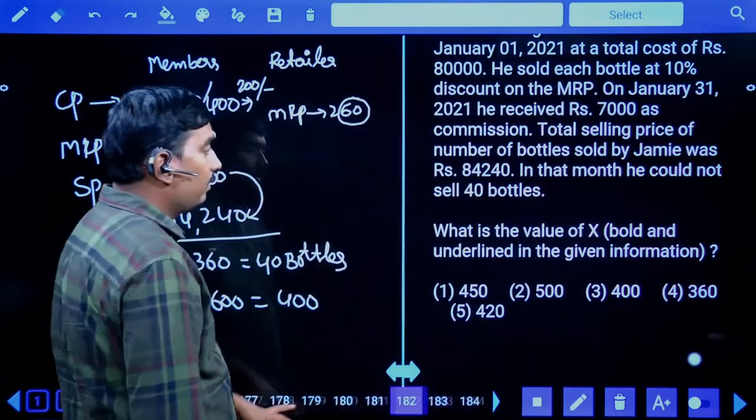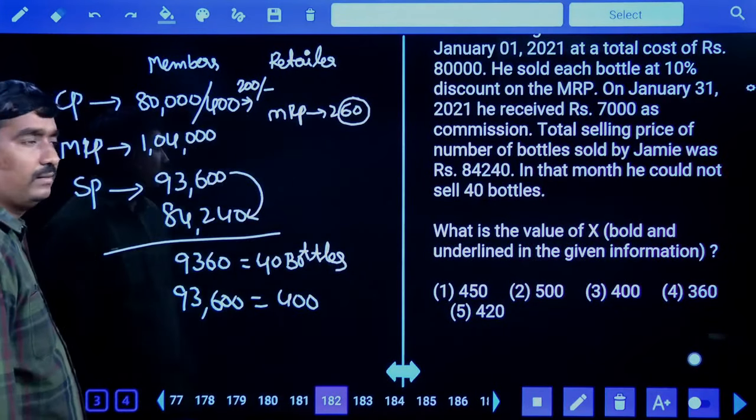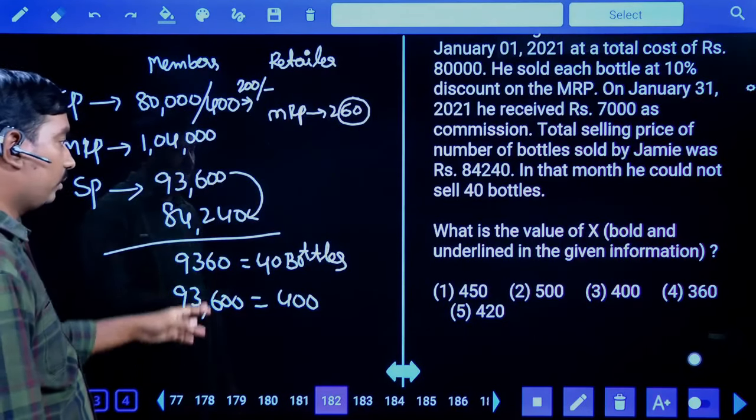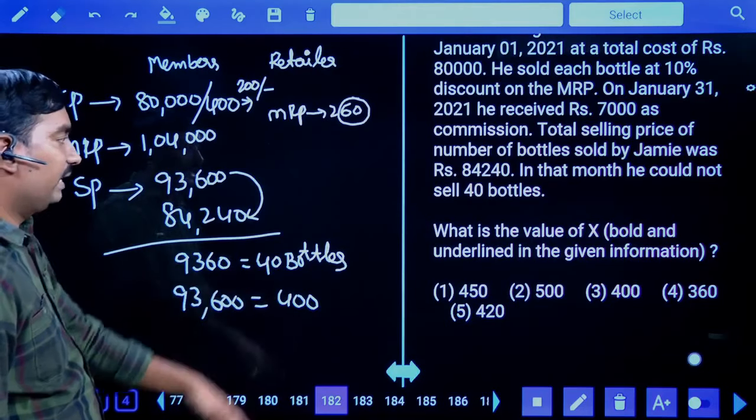Next. What is the value of X? X means total number of bottles. Sorry, 400. Total number of bottles 400.